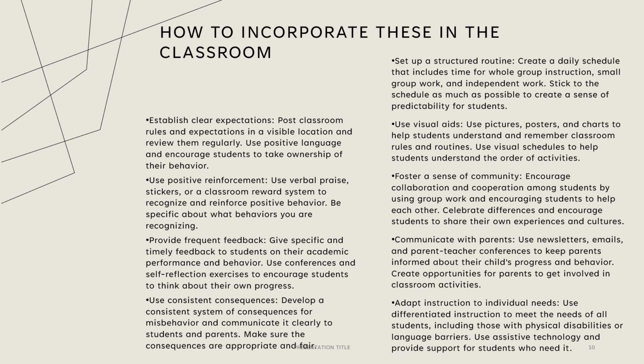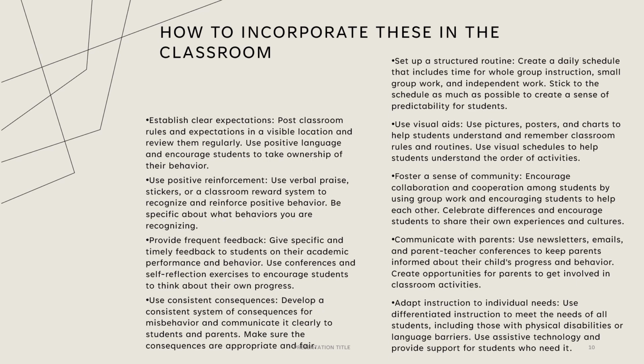Provide frequent feedback. Give specific, timely feedback to students on their academic performance and behavior. Use conferences and self-reflection exercises to encourage students to think about their own progress. So quarterly, when we do parent-teacher conferences, I think we should also have the students fill out a little form that says what they think they're doing well on and what they think they need improvement on, and sit down with the student and go over it. Then the next time we do this, see if they still feel the same way, or what they've done to improve.